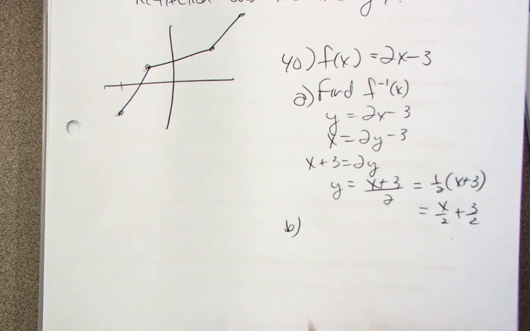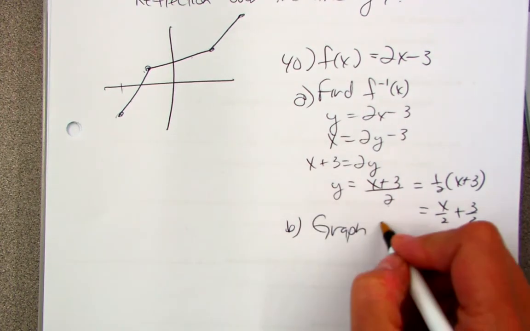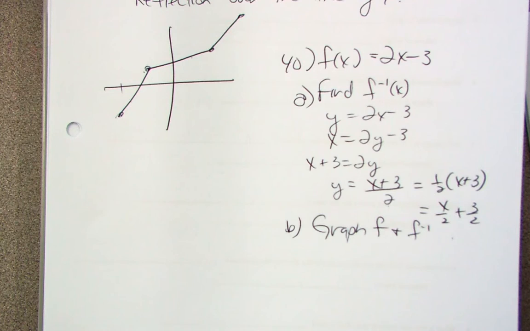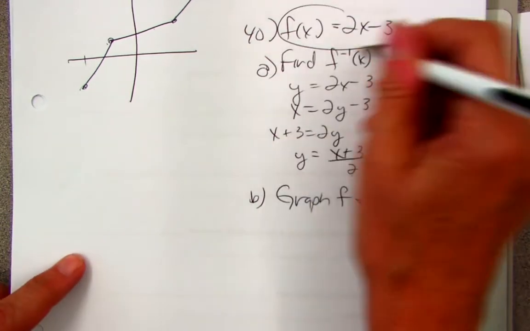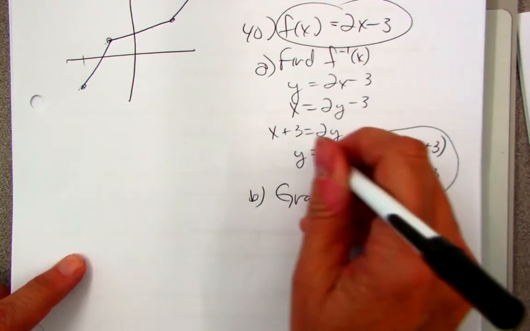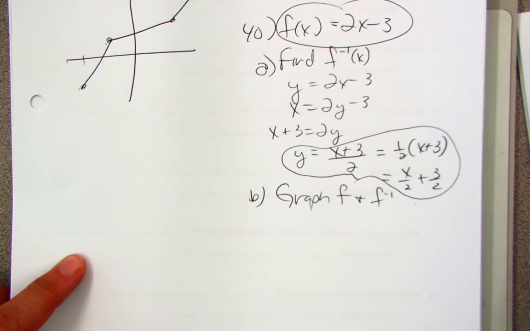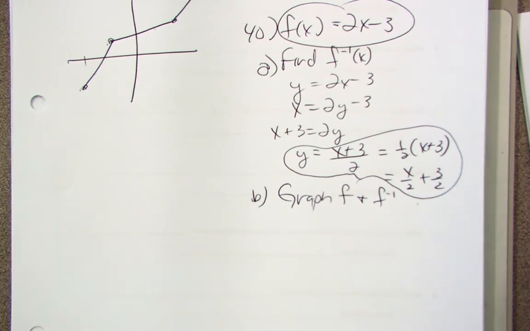B says graph f and f inverse. Tell me how you might do that. So it wants me to graph this guy, and I don't know, pick your choice of whichever one that is. It wants me to graph those two. What would your plan of attack be? First off, you're going to get graph paper, because I want all graphs on pretty graph paper, not line paper. What would you want to graph first? Yeah, f of x equals 2x minus 3. Isn't that just a nice, simple linear function? How do you graph linear functions?